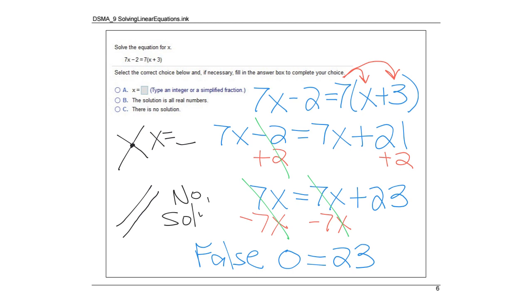We would have to go back to the drawing board if we were working in a factory and trying to figure out a linear programming problem where we were trying to get workers to be efficient. That would be a problem. As soon as you lose the variables and you have a false statement, because 0 is not equal to 23, then you know that you have no solution.